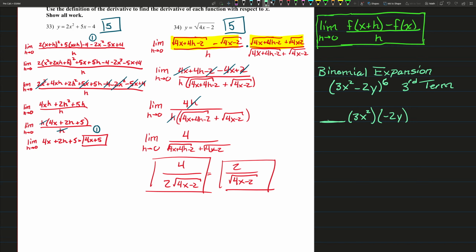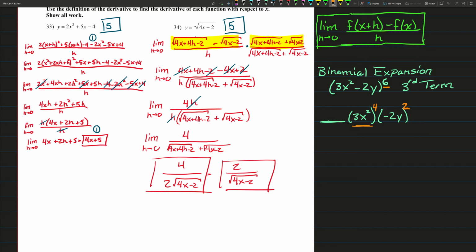All right. So we're trying to find the third term. Because it's to the power of 6, right? The first term is going to be 3x squared to the 6th. The second term is going to be 3x squared to the 5th. And then the third term is going to be 3x squared to the 4th. Okay, so that's going to be our power. And then the remaining, right? So 4 plus something has to equal 6, so the remaining is 2.